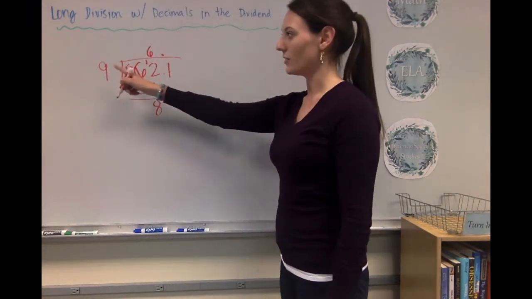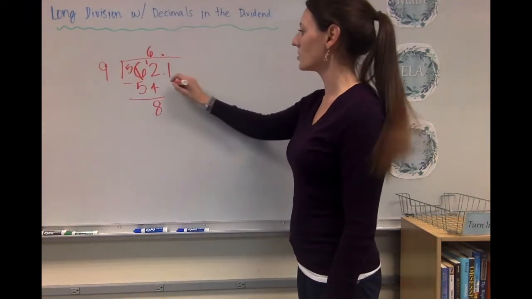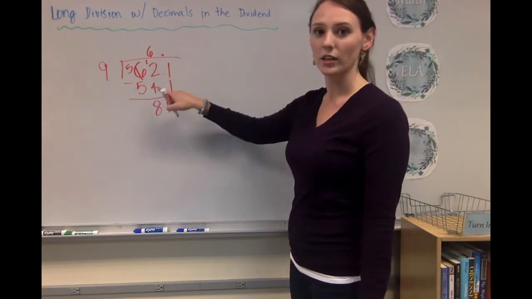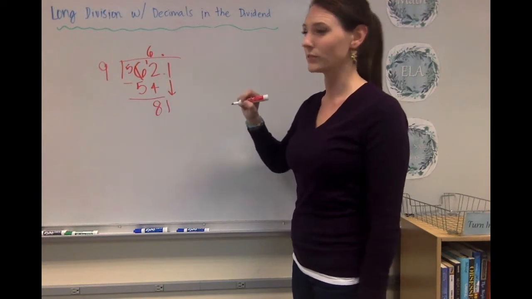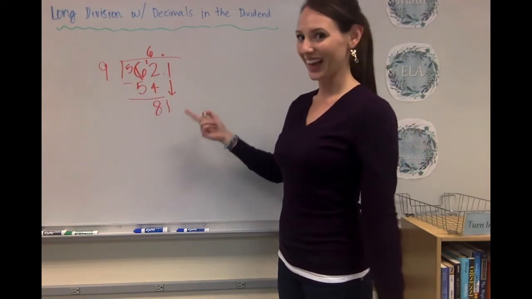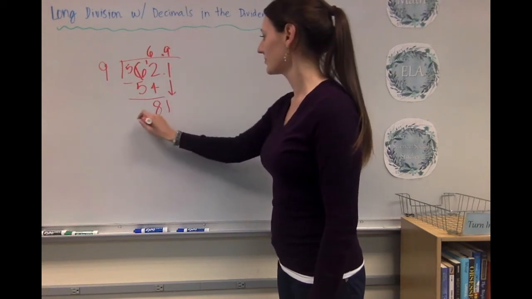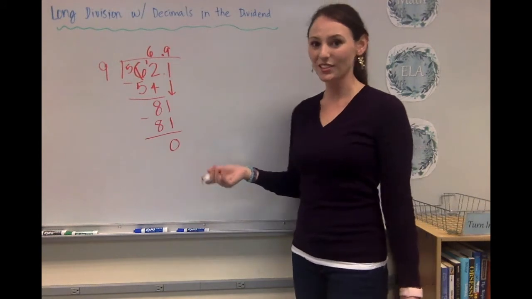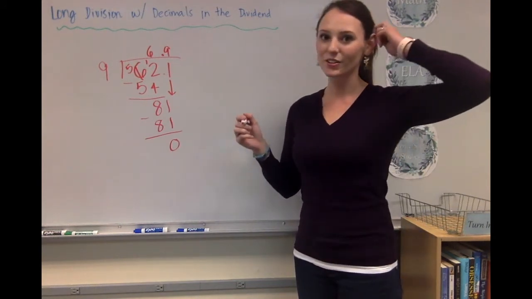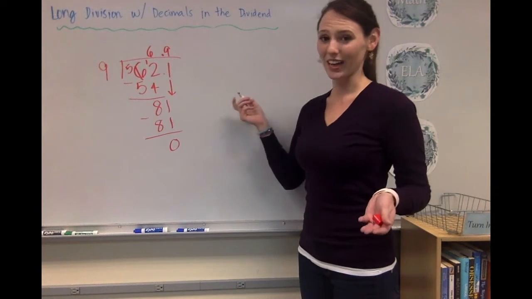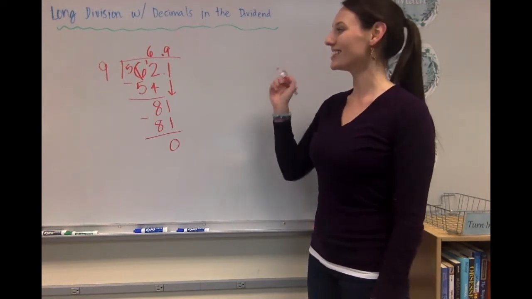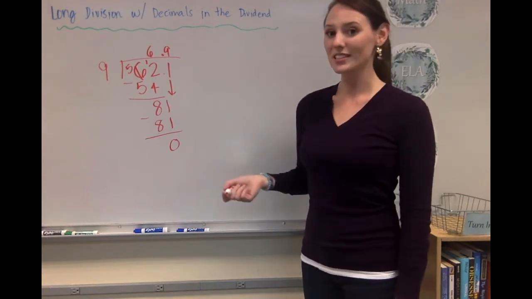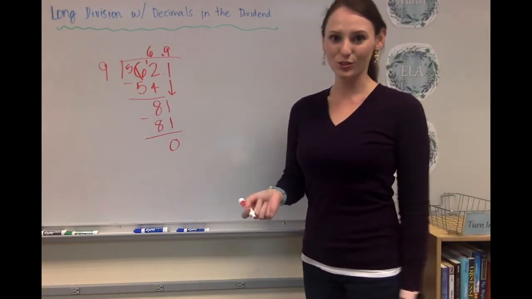Okay, so I have 8, 9 cannot go into 8, so I bring down my 1, and I know that decimal point is next, but we already took care of that, so we really just ignore it after it's in our answer. So 9 goes into 81 9 times. And you get 0. I have no more digits left to solve for. I have a 0 down here in my remainder. This is my answer, and I'm all done. So 62.1 divided by 9 is 6.9, or 6 and 9/10. That is our quotient, the answer to our division problem.